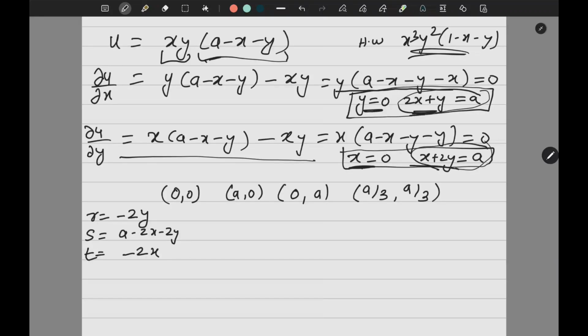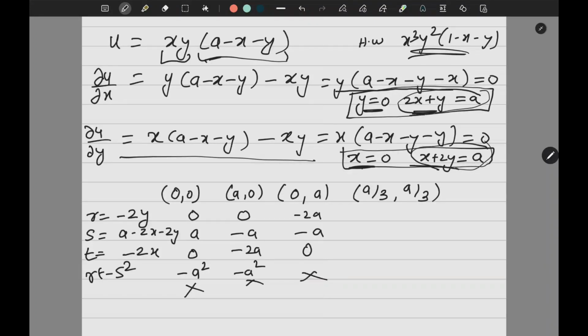Now let me check on all the points. If I check on 0, 0, this will become 0, this will become a, and this will become 0. So what is the value of RT minus S square? It is minus a square. So definitely I am not interested in this point. Now let me do a, 0. If I put a, 0, this is 0. Okay. This is minus a. This is minus 2a. So now RT minus S square is again minus a square, I am not interested. Here 0, a: minus 2a, minus a, 0. Again it is negative, not interested.